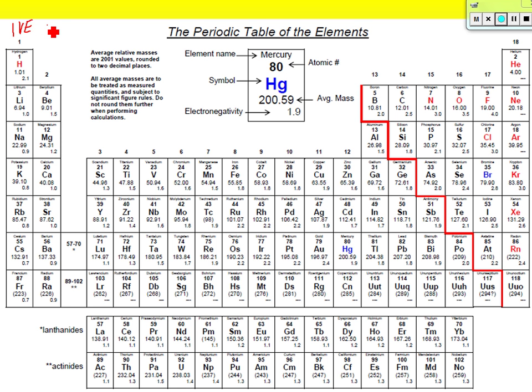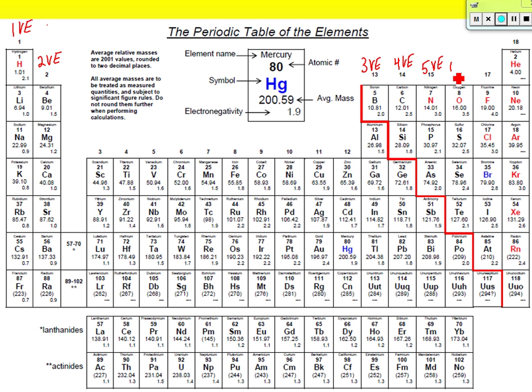The VE stands for valence electrons. Group 2, which is this group here, they have 2 valence electrons. So all of these elements here have 2 valence electrons. Now we're skipping groups 3 through 12, and we're coming over here to group 13, the boron group, and they have 3 valence electrons.